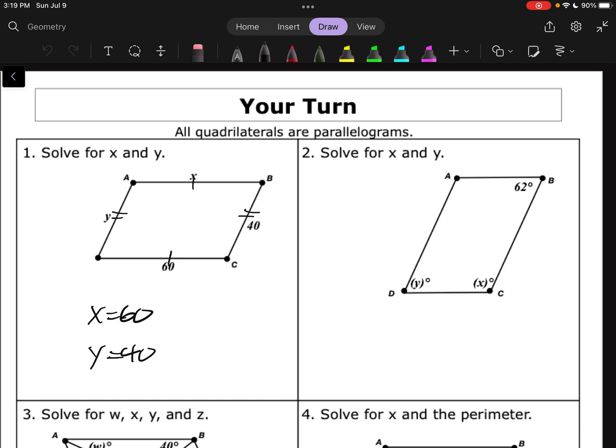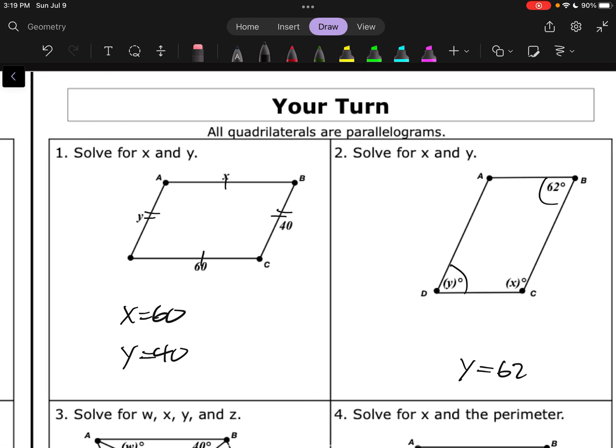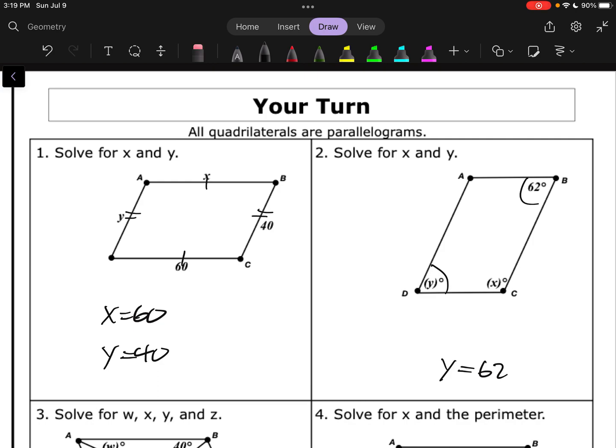For number 2, we got some angles in here. If angle B is 62, that should be the same as y, so y should be 62. And then for x, you had to do 180 minus 62 to get 118. So x should be 118.